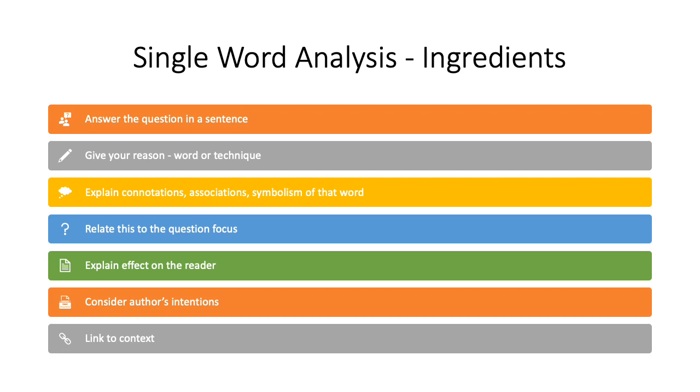So you explain what the reader thinks as a result. Then, this one's really important. Consider the author's intentions. Now, an author, as we said in the other video, will have made a decision to use that word. And your job is to work out why they made that decision.